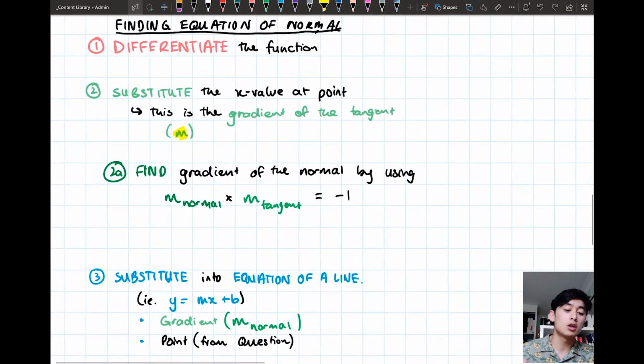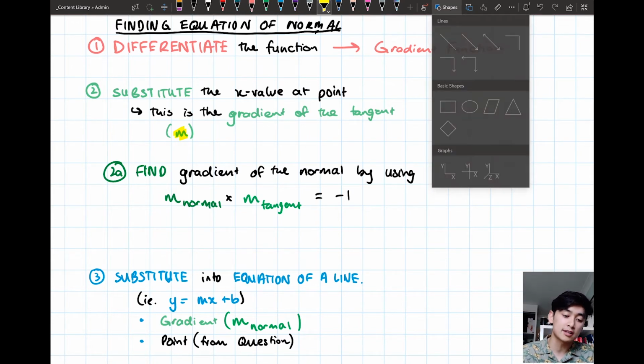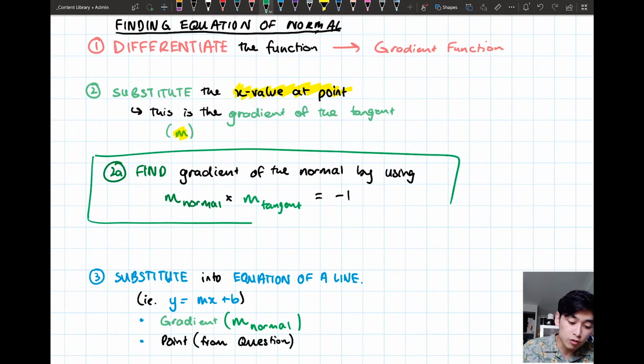First, you want to differentiate the function like we did in the first part. So here, once again, we want to find our gradient function. Then the second step is we want to substitute the x value of the point that we get given. We want to do that exact same step that we did before. We substitute the x value of that particular point so we can find the gradient of the tangent. But the additional step that we need to do, this is where 2a comes in. 2a: we want to find the gradient of the normal by using the following equation.